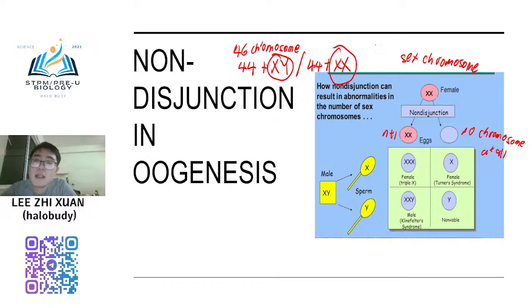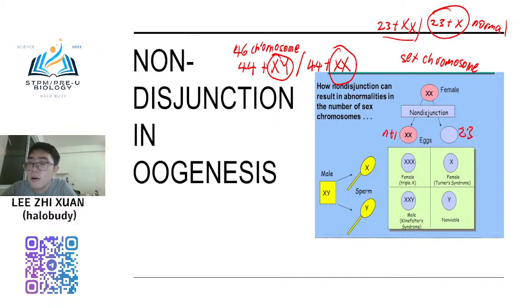So it will have 23 plus XX. Normally, after the meiosis process, you should get 23 plus X. But in the non-normal case, it becomes 23 plus XX. Another possibility is that it totally does not have a sex chromosome at all, only 23 autosomal chromosomes.